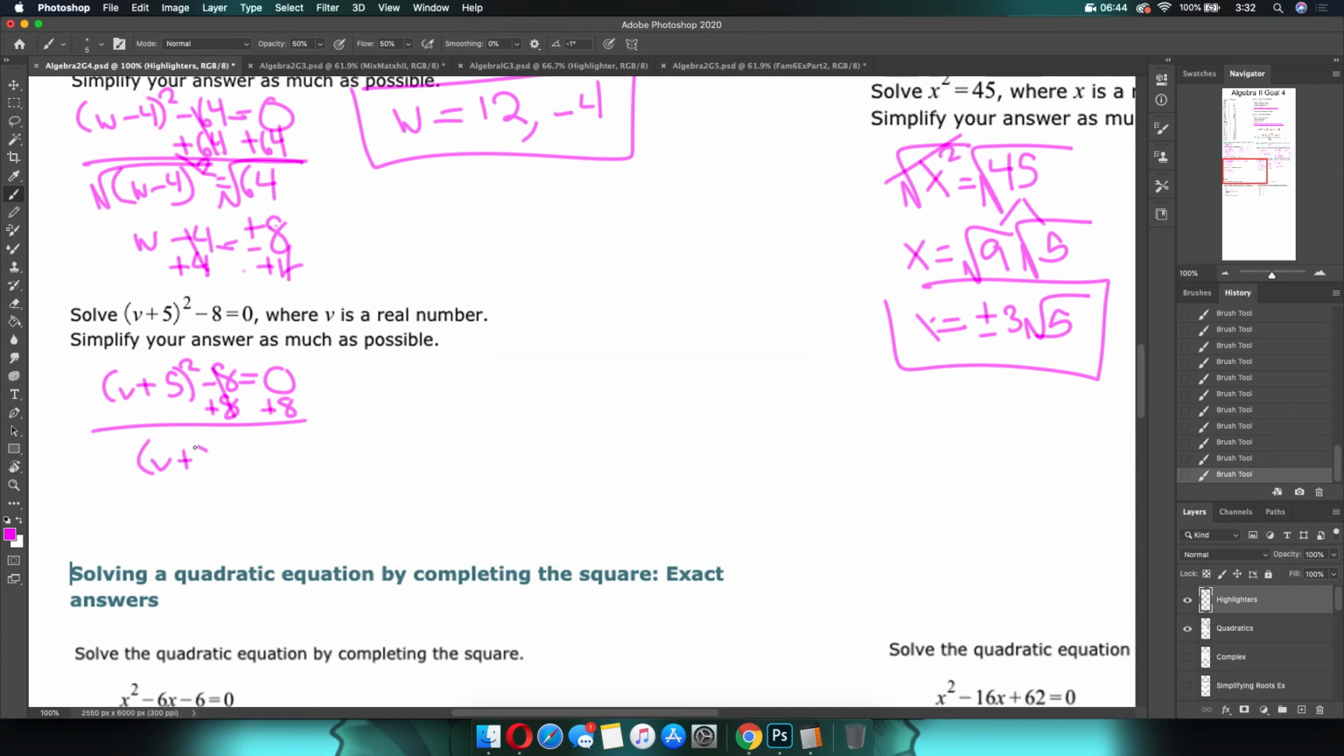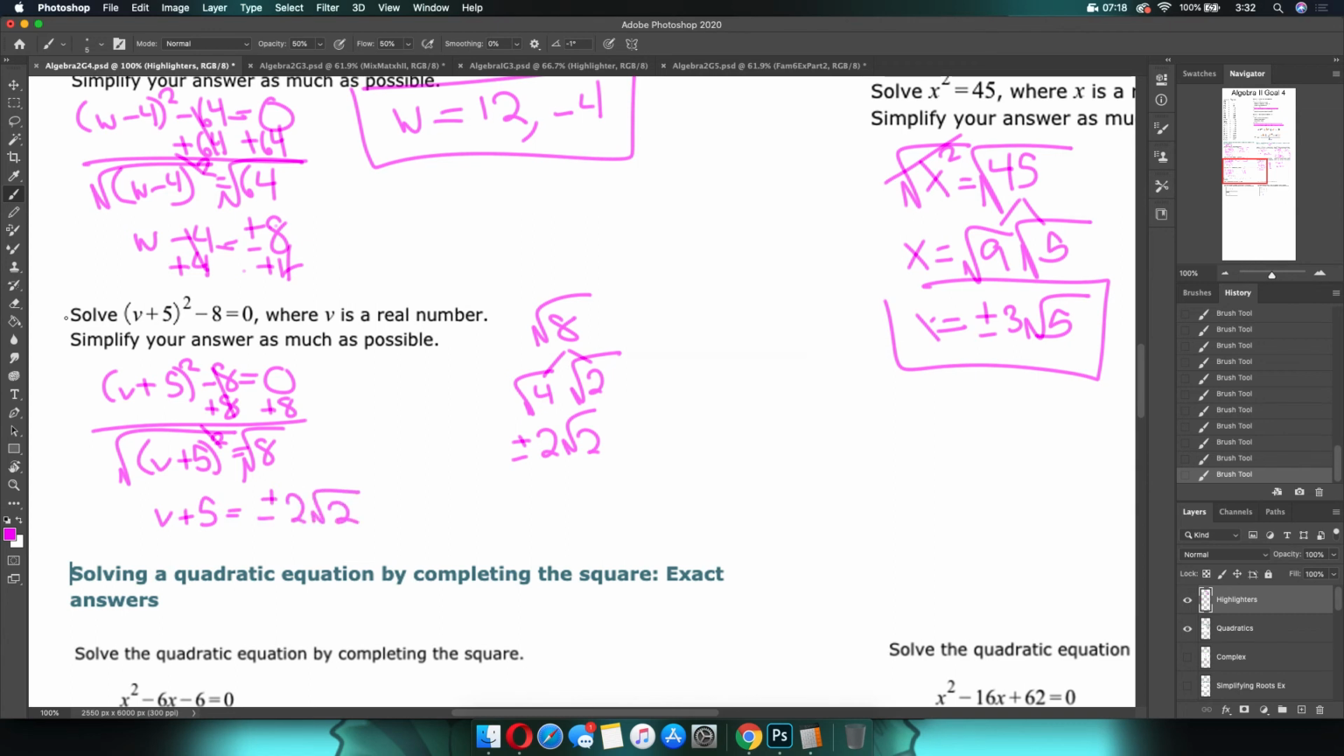V plus 5 quantity squared equals 8. So what have we been doing the entire time? We take the square root, we take the square root. All right, so what is root 8? Let's pretend I don't know that off the top of my head, like I actually do. 8 happens to be 4 times 2. Well, what's root 4? 4 is 2, plus or minus root 2. So once I've taken the square root of all of this, v plus 5 equals plus or minus 2 root 2.